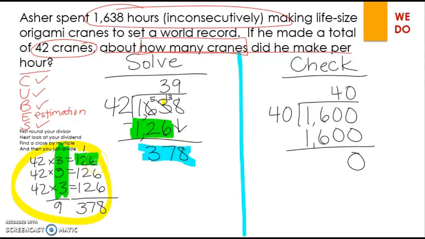So 126 is here, and then I thought, well, could I do it again? Yes, 126 is here, and then I thought, wow, that's really, really close to 378, but not quite. Could it be 126 again? Yes. And each time I used 126, that was 42 times 3. So I found out that I had 9.